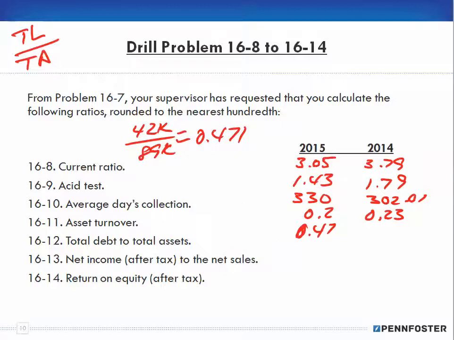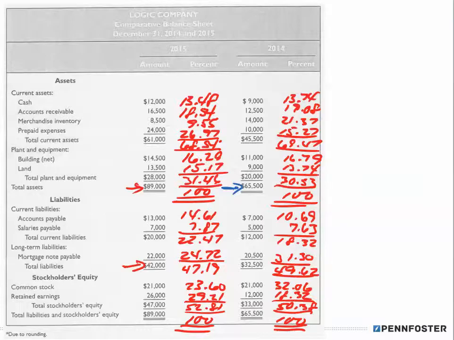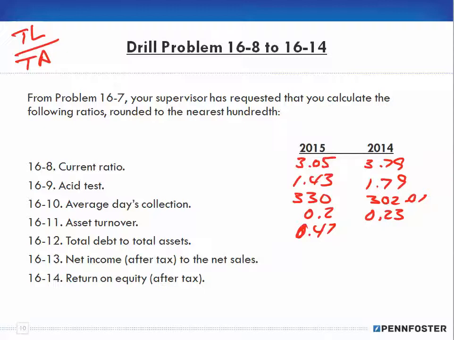And for the period of 2014, I have 65.5 and 32.5. Okay. So, 32.5 divided by 65.5 gives me 0.496, or rounded to 0.5.